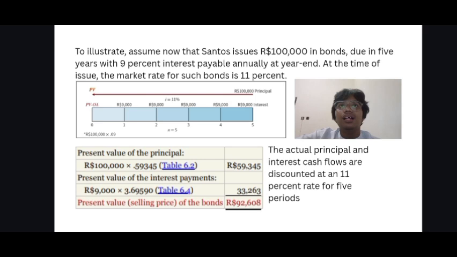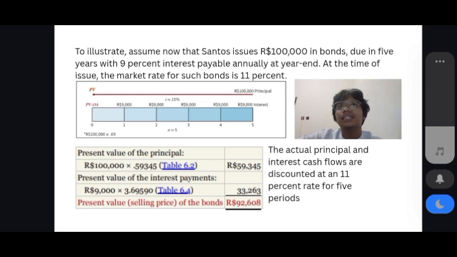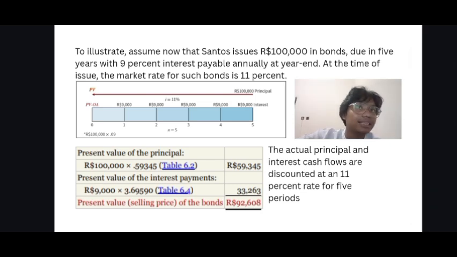To illustrate, assume now that Santos issues 100,000 in bonds, due in 5 years with 9% interest payable annually at year end. At the time of issue, the market rate for such bonds is 11%, as in the chart. The actual principal and interest cash flow are discounted at an 11% rate for 5 periods, as calculated in the chart.